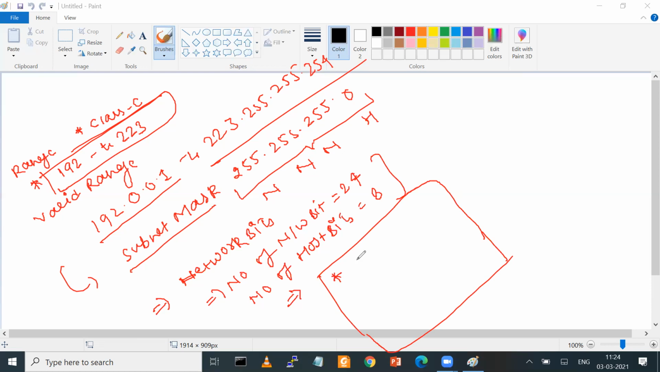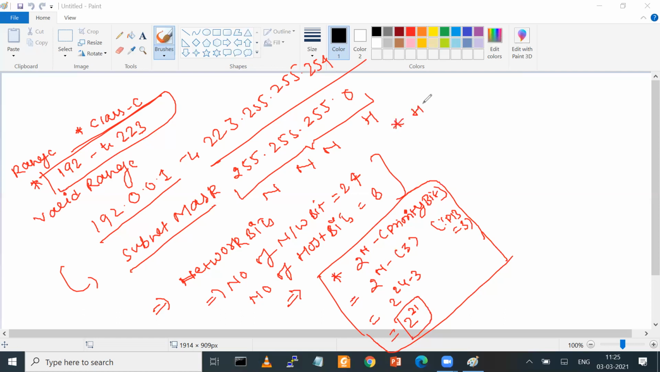So the number of networks calculation looks like this: 2 raised to the power n minus priority bits. The priority bits will be 3 and network bits is equal to 24. So 24 minus 3, 2 to the power 21. This is the exact number of networks which you get.